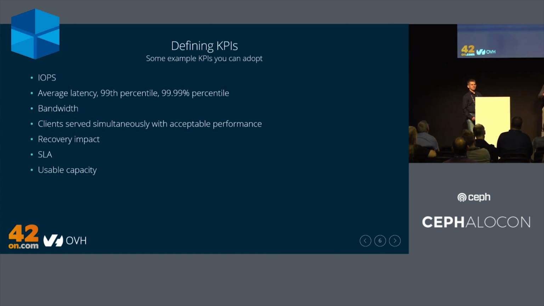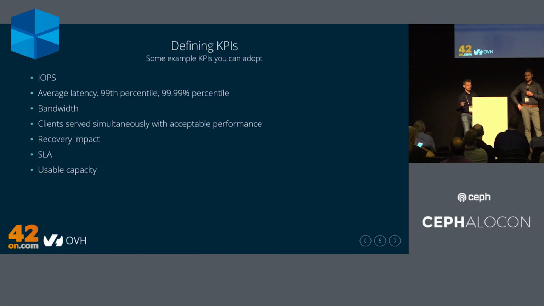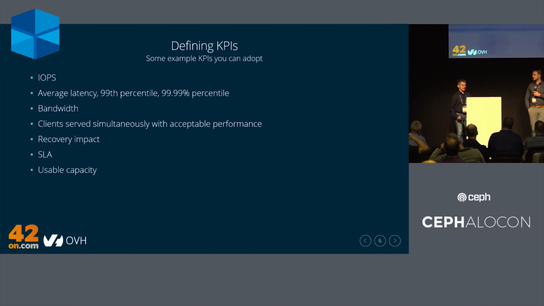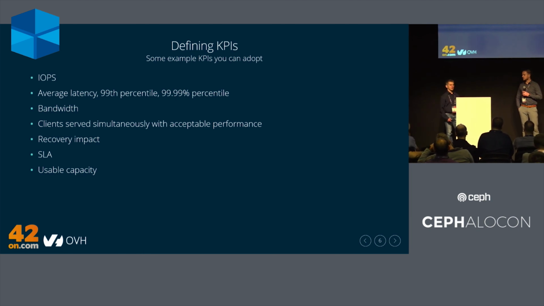Speaking of KPIs, key performance indicators for your cluster, you need to be certain that you will get them wrong. But what you should consider, for example, is IOPS, latency, the bandwidth your clients will produce to the cluster, and how many clients you are going to serve. Or what's the recovery impact when a drive fails? What's the impact for the customers, for users? What's the SLA for the cluster? How much downtime can you accept? And of course, the real usable capacity.